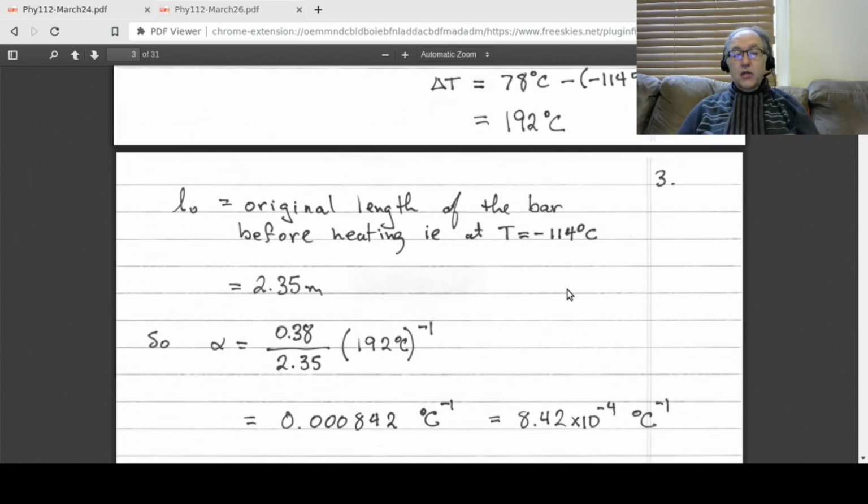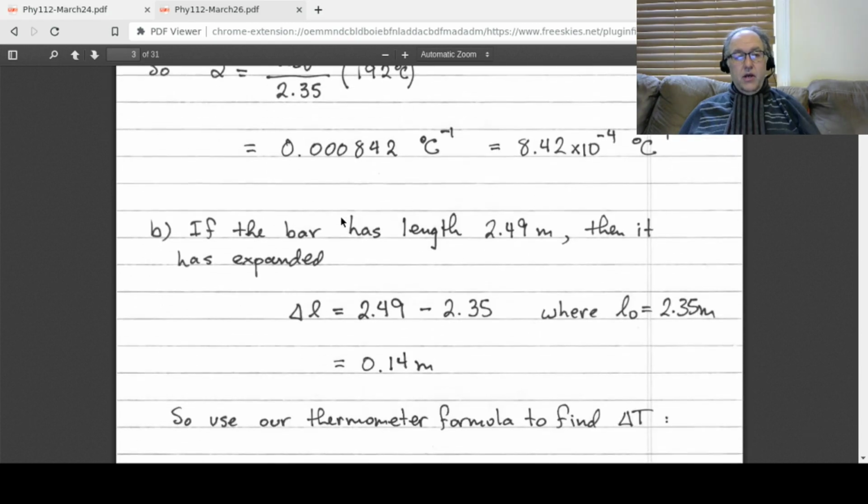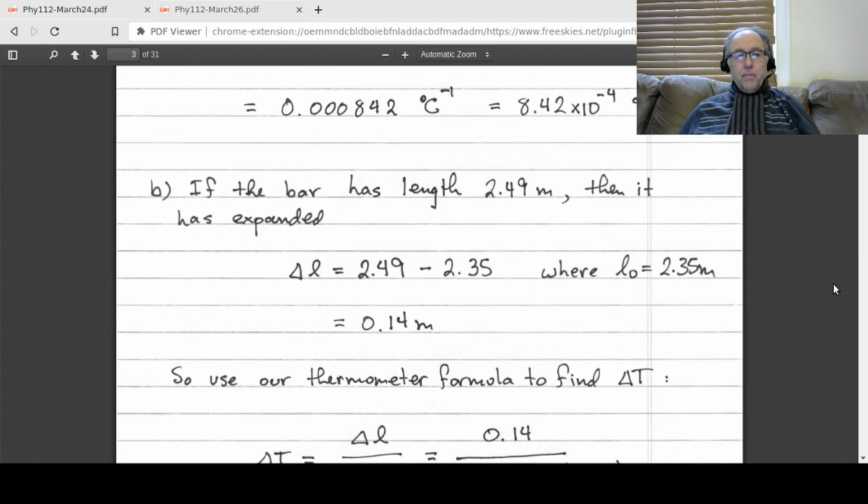and also we need the L naught, which is the original length of the bar. That's the length of the bar at the lower temperature, okay? So we take the original length of the bar, 0.235, and plug that into the formula, and you will get this number, 0.000842 per degree Celsius, okay? Or there it is written in scientific notation, 8.42 times 10 to the -4 per degree Celsius. All right, great. Now what?